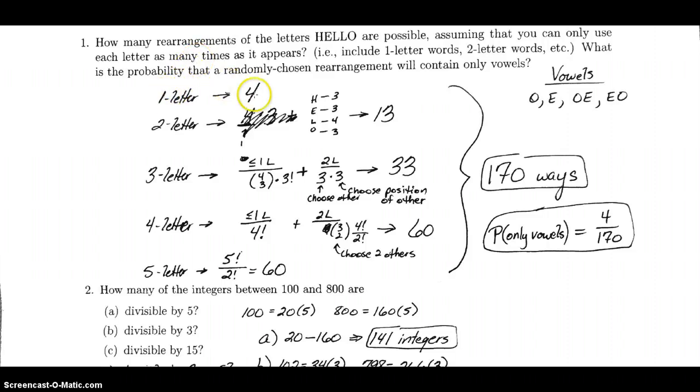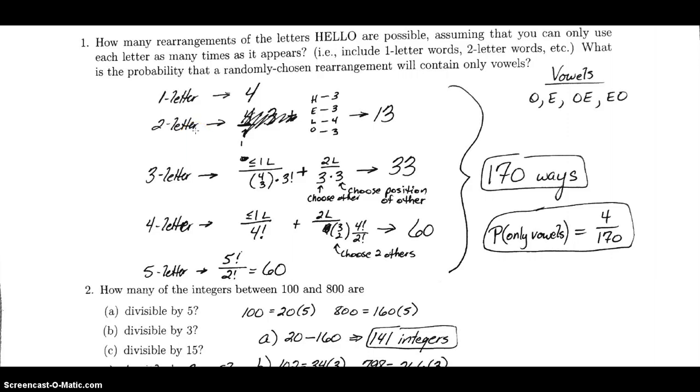So one letter, and this kind of sets the tone for realizing that there's not 5 possibilities, there's only 4, because we have to watch out for that double L. We don't want to count that twice. So we either have H, E, L, or O. That gives us 4.